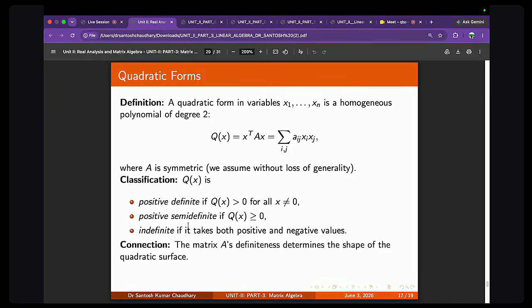So what is the connection? The matrix A's definiteness determines the shape of the quadratic surface. If you make the graph in 3D, it will give you the shape.